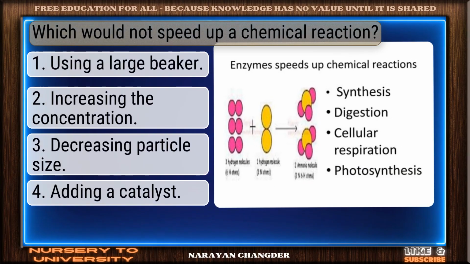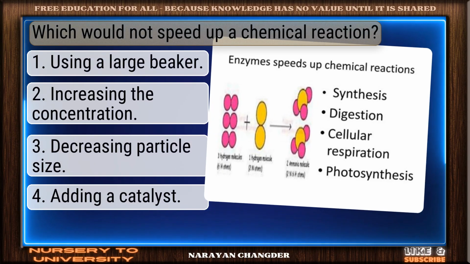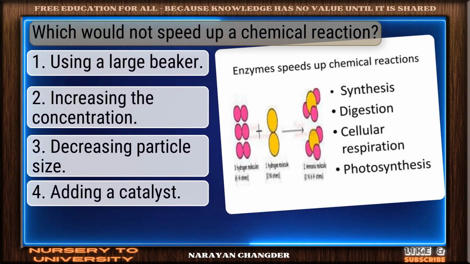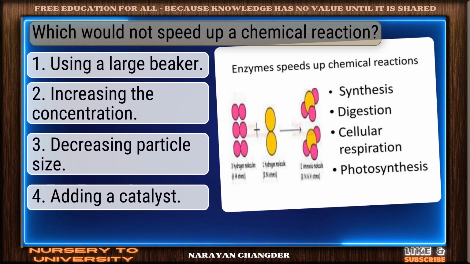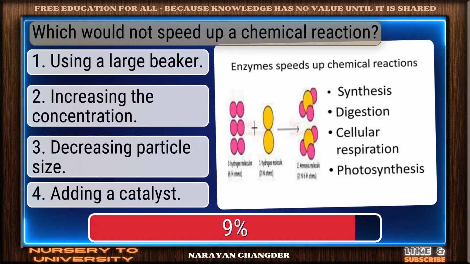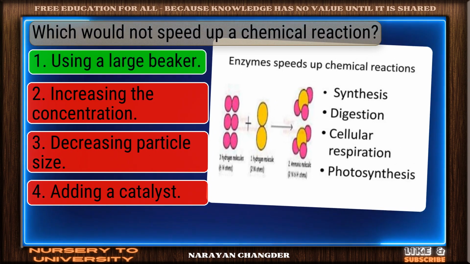Which would not speed up a chemical reaction? Option 1, using a large beaker. Option 2, increasing the concentration. Option 3, decreasing particle size. Option 4, adding a catalyst. Nailed it, using a large beaker.